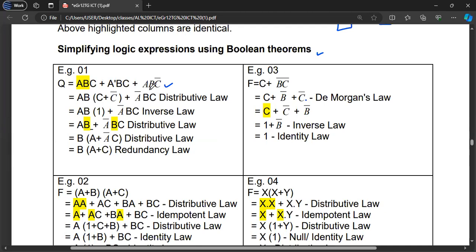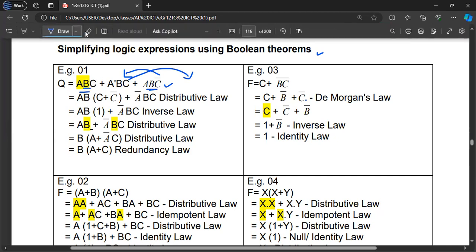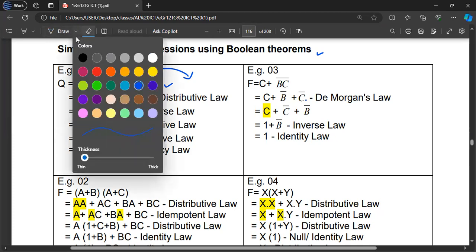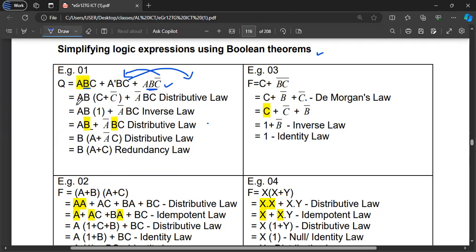Now here, ABC. So let us bring this ABC bar this side, and let us take this A bar BC this side. Now if you consider these two, which is common? AB is common. So let me take the AB out because they are common. Once I take the AB out, we can see C and C bar will become C plus C bar. And this A bar BC will remain as it is.